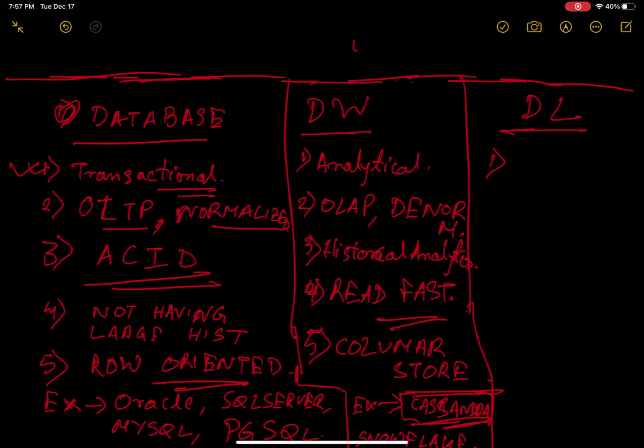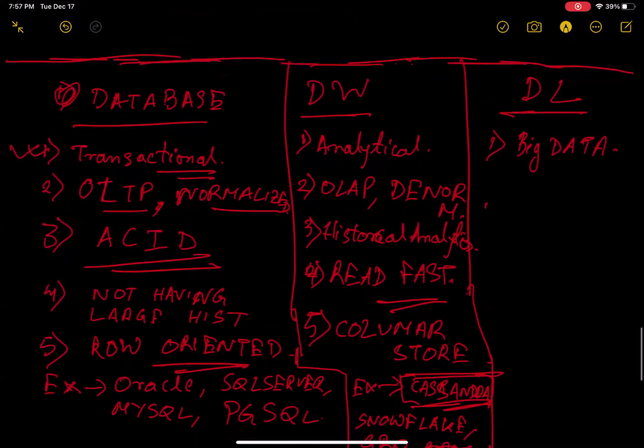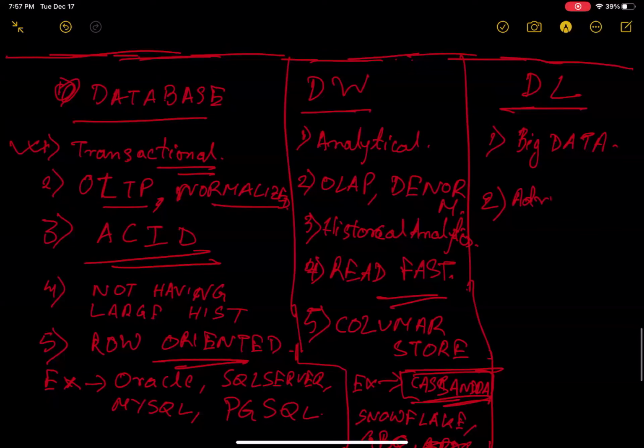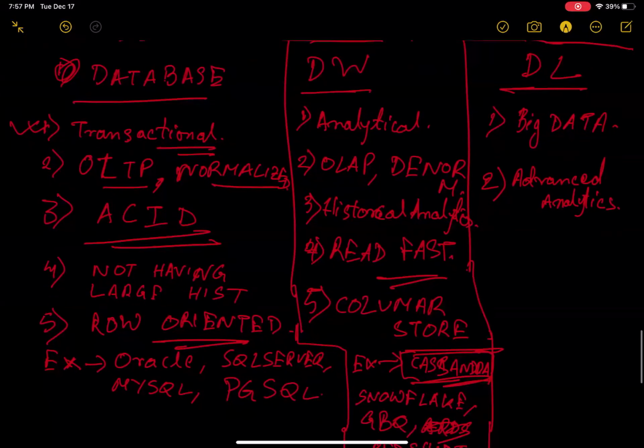What is a data lake? First of all, a data lake's use case is big data storage. Very clear, you have to understand this. The second thing is it is used for advanced analytics, which means, can you tell me what advanced analytics leads to? Data science usage. Yes, exactly. ML, AI, or data science use cases.